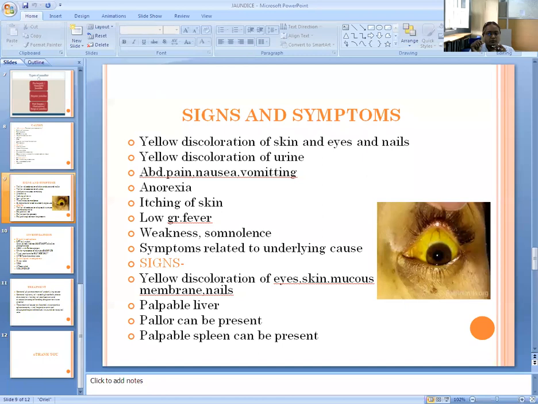Then other signs: on examination of abdomen, you can get enlargement of the liver. Liver is palpable, which can be tender. And then other signs depending on the cause of jaundice. If it is hemolytic jaundice, that is a pre-hepatic cause, you can get pallor because it is hemolytic anemia. In hemolytic anemia, spleen is also palpable. So other signs and symptoms are related with the underlying cause. Main sign is yellow discoloration. Liver can be palpable, tender.